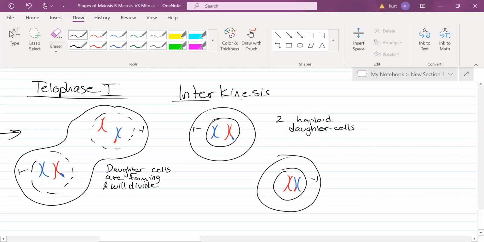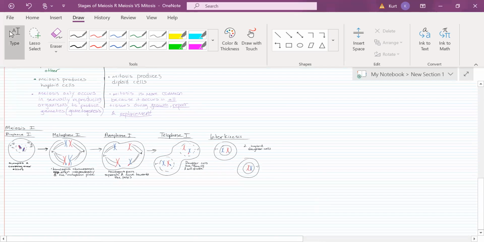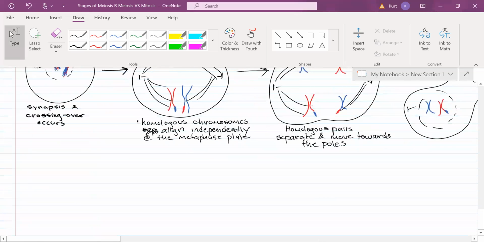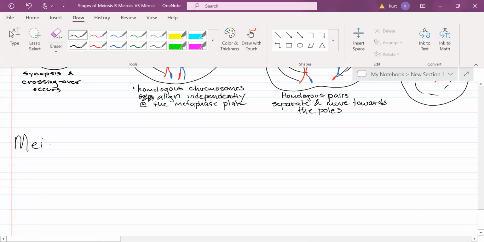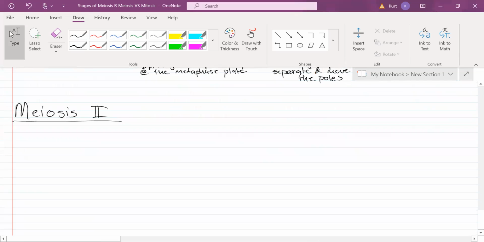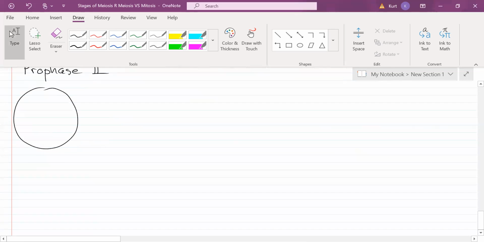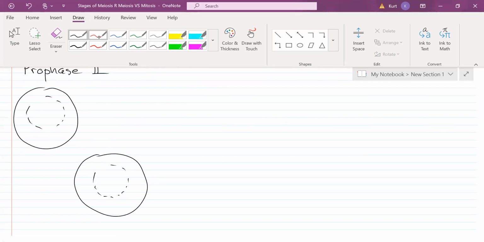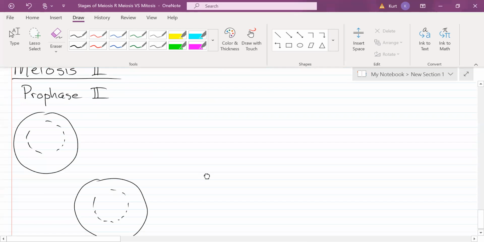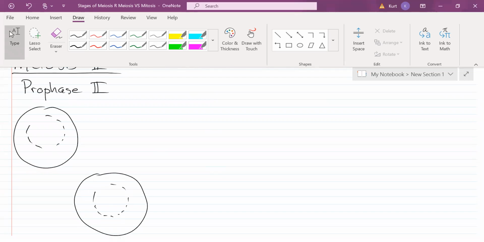Okay, so that is all meiosis 1. Once again, there's all the stages. Now let's do meiosis 2. All right, we have prophase 2. The nucleus is starting to break down. You still have those sister chromatids.